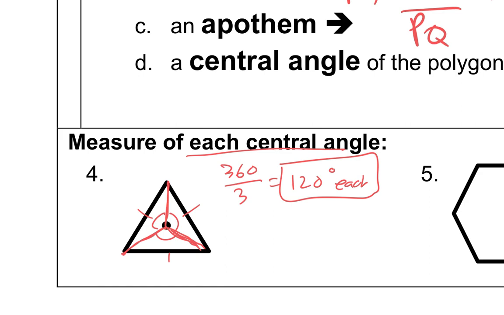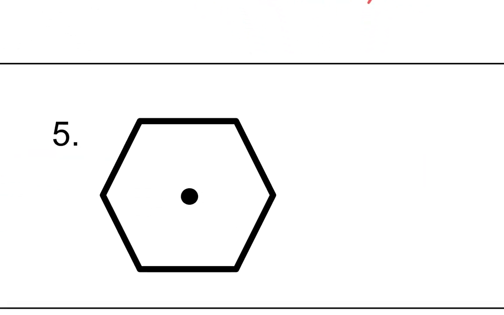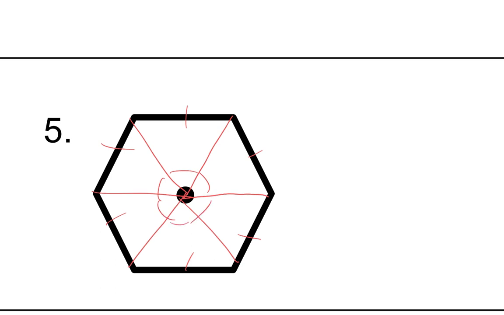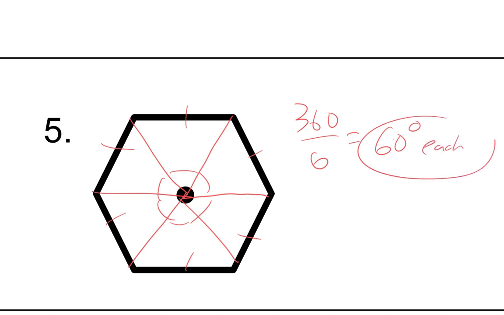Keeping that in mind, what do you think about this one? Similar thing. How many sides do we have? 1, 2, 3, 4, 5, 6 sides. So we'd have 6 central angles. They'd all be the same. How much would they each be? They'd be 360 divided by 6, so 60 degrees each.